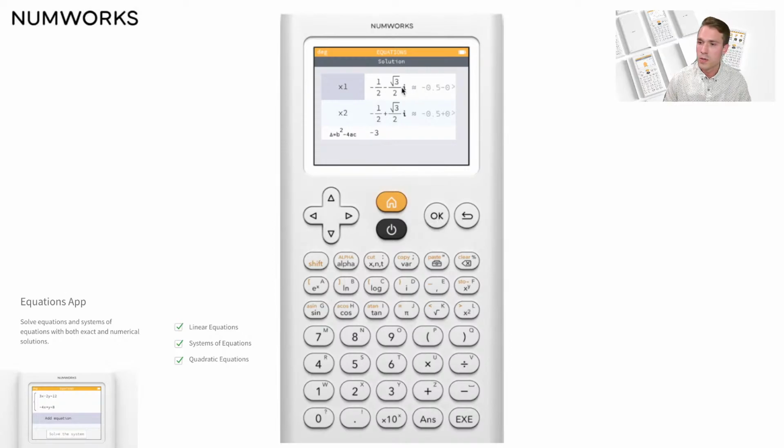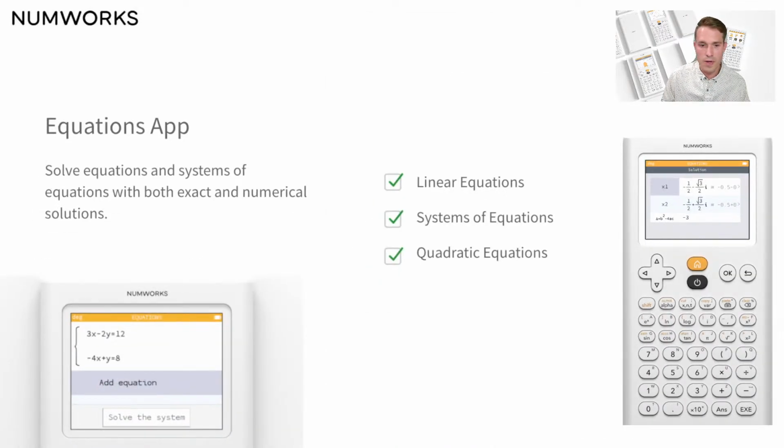Here I've got my two solutions, and I can confirm that these are going to be complex. We can see our discriminant here is negative 3. Now, if I had not switched this to complex mode earlier, then I would only have the discriminant show up here, and it would tell me that there were no real solutions. So I could then switch the mode if I wanted to see those real solutions. All right, that's the Equations app.